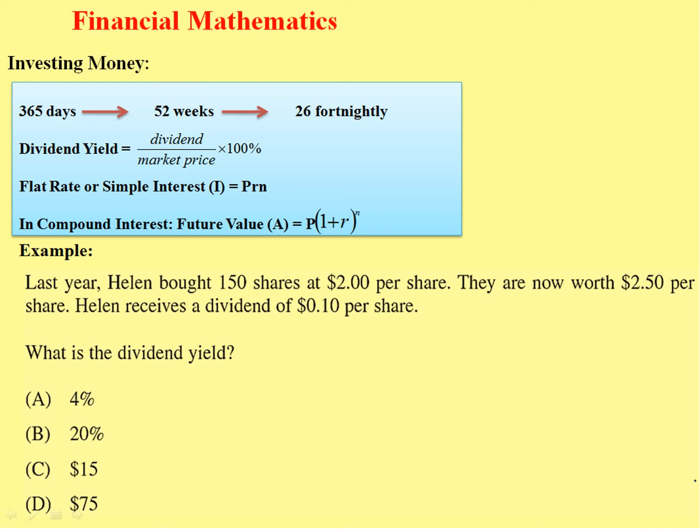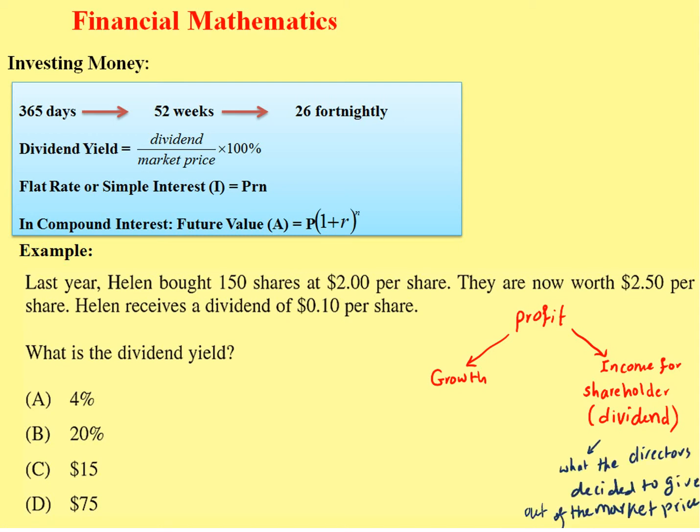You can see that the current price, or the market price, of the share is $2.50 and it was $2, so a profit has been made by this company. And when a company makes a profit, the directors will decide to distribute this money in this way. One part will go back to the growth of the company, and the rest will be an income for the shareholders, and we call it dividend. So dividend is what the directors decided to give out of the market price.